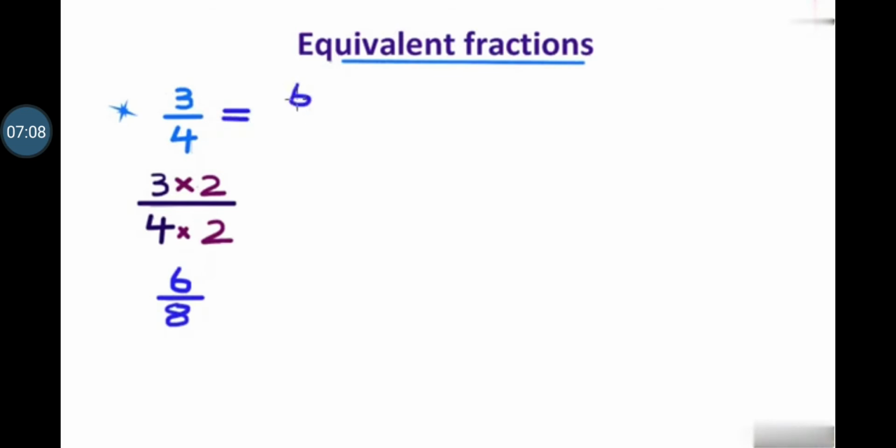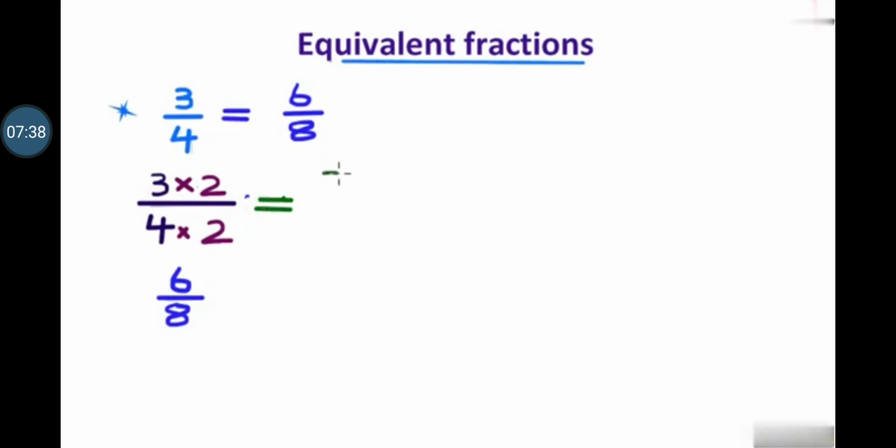How did we solve it? Because we have multiplied the numerator and denominator by the same number. So if we have the fraction 6 upon 8, you can see that 6 and 8 both are present in the table of 2. So here we can divide to bring its equivalent fraction.